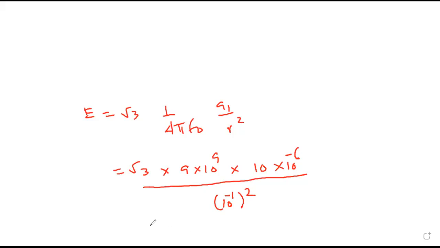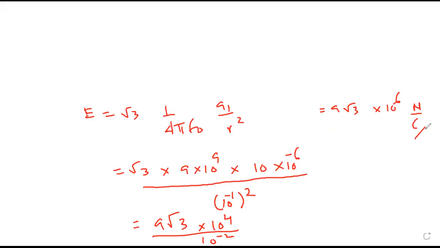So 9 root 3 into 10 raised to 9, into 10 raised to minus 5, upon 10 raised to minus 2. This gives 9 root 3 into 10 raised to 6. You can stop here also, no problem. Newton per coulomb. This is the resultant intensity. Clear now? Let me now explain the 4 charges case, then you will understand the whole concept of direction.